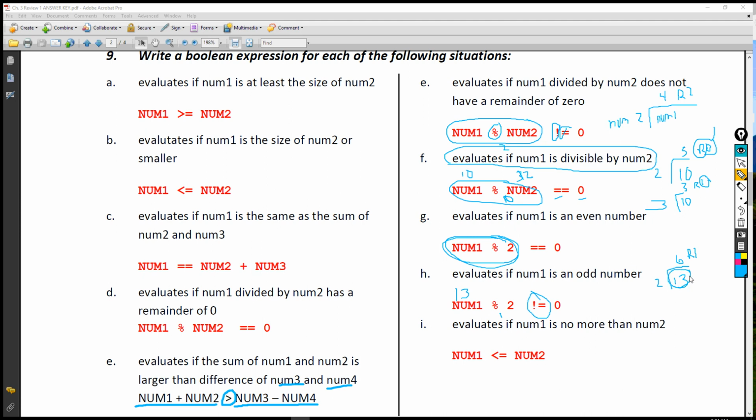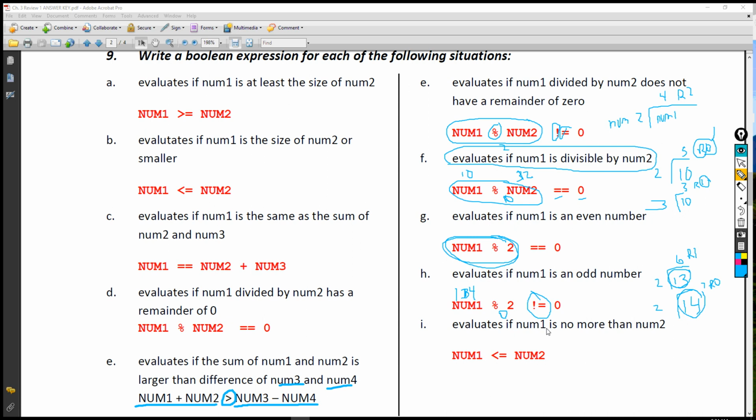And it is. So if you have a number like 14 divided by 2, that's going to equal 7 remainder 0. So the modulus of, let's say num1 is 14, the remainder is 0. So is 0 not equal to 0? No, that's false, because 0 is equal to 0. So that means it must be an even number. It's not an odd number.